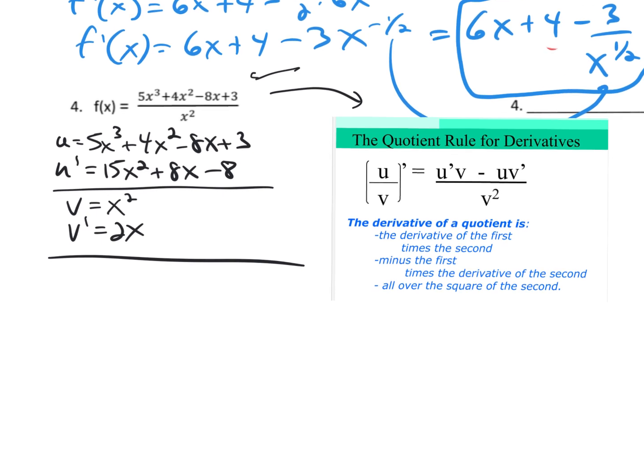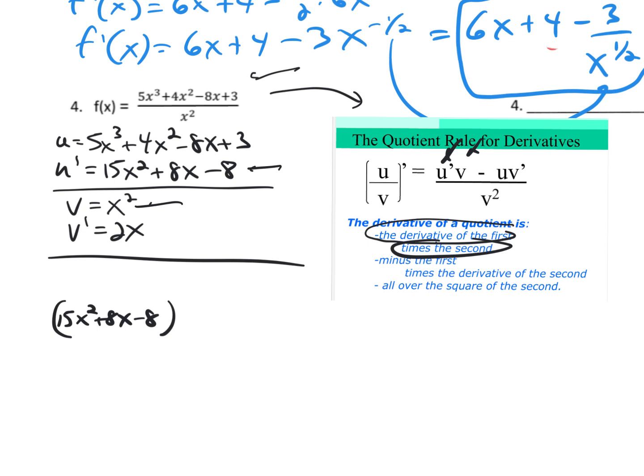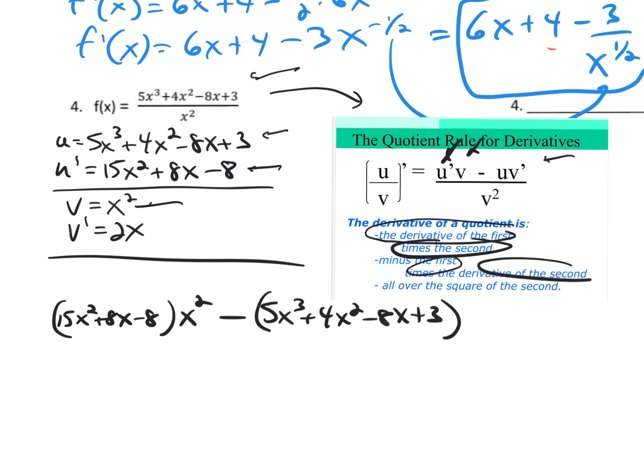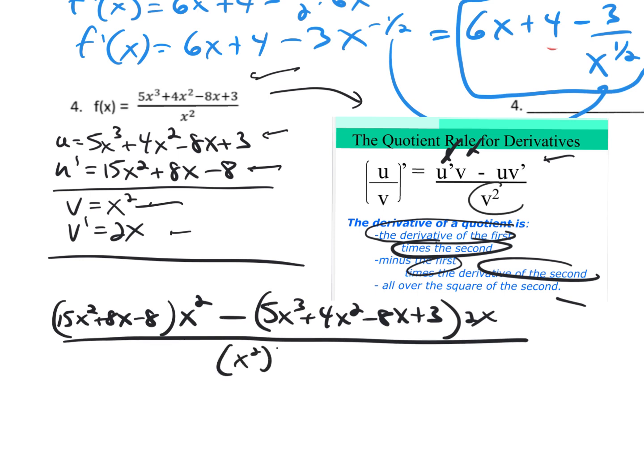And for our quotient rule, what we're going to do is take the derivative of the first, so that's going to be u prime, so that's going to be 15x squared plus 8x minus 8, the derivative of the first, u prime, times v, the denominator, x squared, minus the first, u, so that's our 5x cubed plus 4x squared minus 8x plus 3, times the derivative of the second, which is just this 2x, all over the square of the second, the square of the denominator, so x squared squared. And we're going to simplify this now.